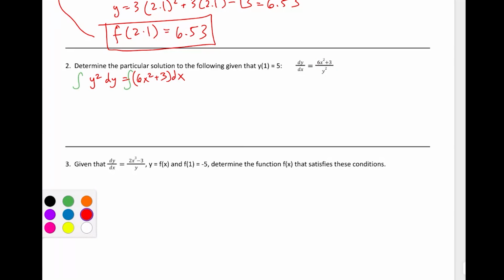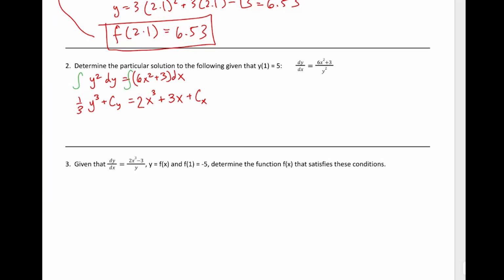The integral of y squared with respect to y is going to be y cubed divided by 3, and it's going to have its own little c value here. And then on the right-hand side, we're going to increase that exponent by 1 and divide the coefficient by 3. 6 divided by 3 is going to be 2 plus 3x. And then it's going to have its own constant.